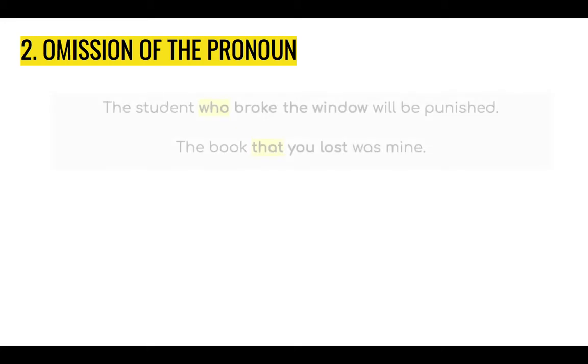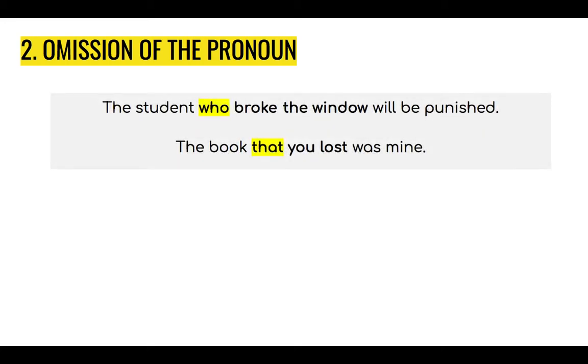Once you are familiar with relative pronouns, you need to know that sometimes we can omit them. Have a look at the following examples. The student who broke the window will be punished. Or, the book that you lost was mine. In the first one, who plays an essential role in the sentence because it is the subject of the verb broke. If we omitted it, the clause "who broke the window" wouldn't have a subject, and you know that subjects are obligatory in English. For that reason, we can't omit it.